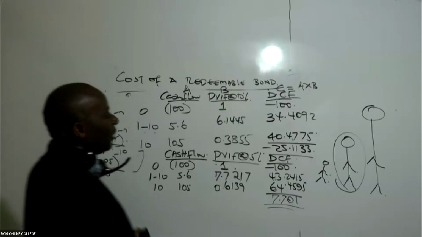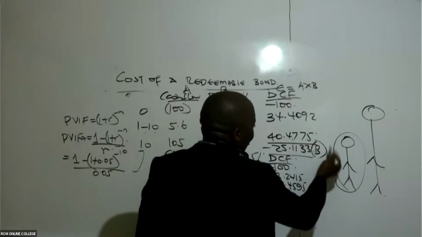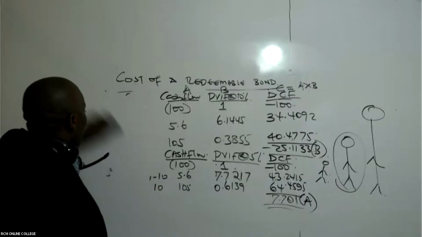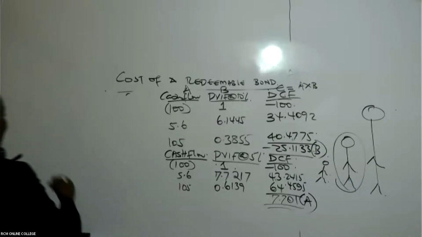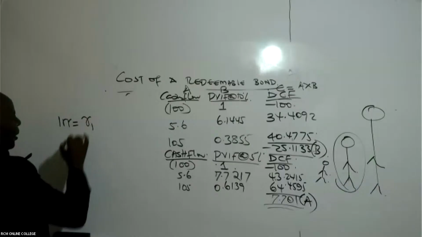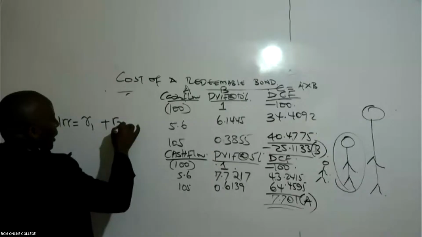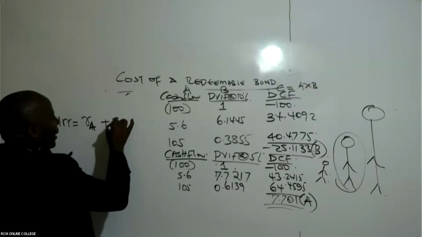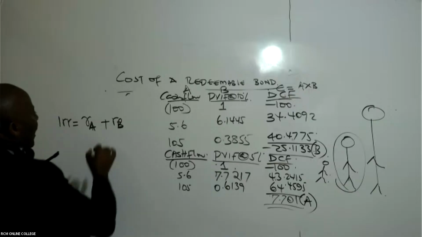So remember, positive NPV is your A. Negative NPV is your B. Then come and give us IRR. So how do we get IRR? To get IRR, we shall take rate A plus rate B... All right, rate B minus rate A.